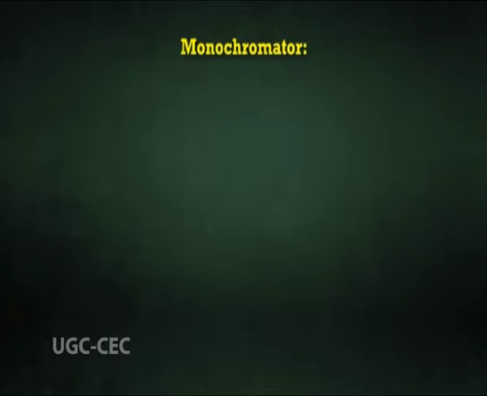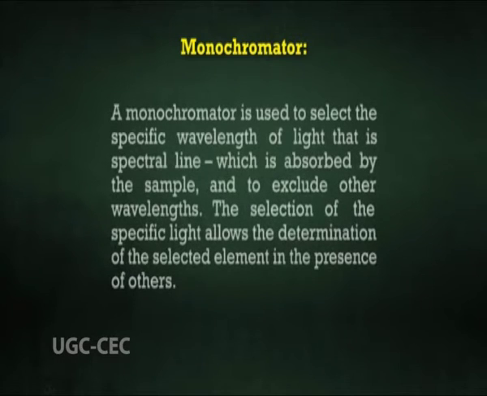Let's come to the monochromator. A monochromator is used to select the specific wavelength of light, that is spectral line, which is absorbed by the sample, and to exclude other wavelengths. The selection of the specific light allows the determination of the selected element in the presence of others.